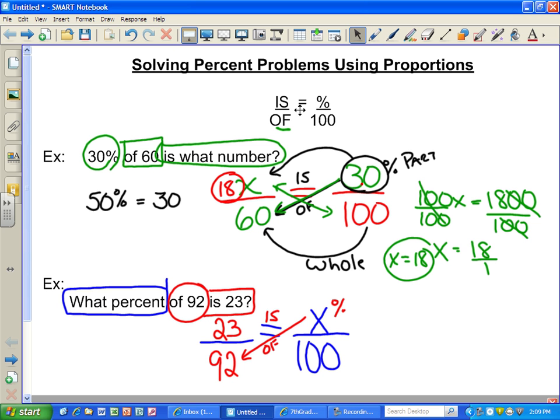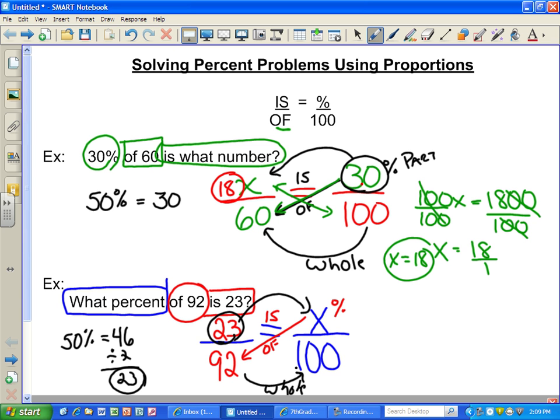So again, logically, you should be thinking that 92 represents 100%, which is the whole. So 23 is going to represent what percent? So mentally, you should be thinking that 50% of 92 is 46. And then 23, if we divide 46 by 2, is half of 46. So if 23 is half of 46, and 46 is 50%, then half of 50% represents 25%.